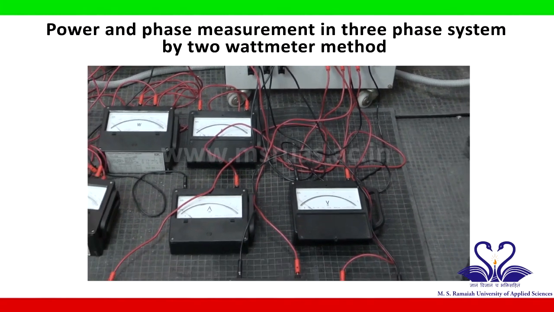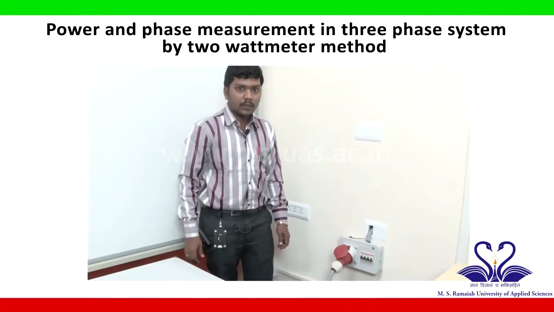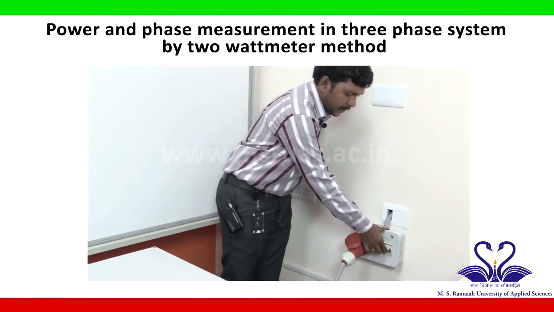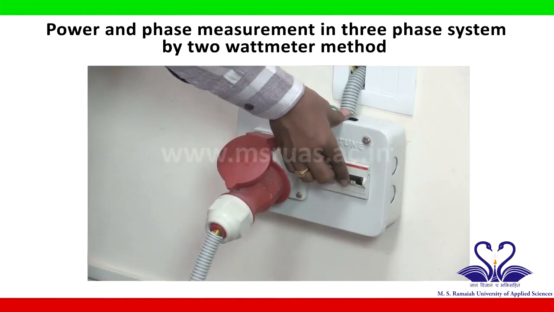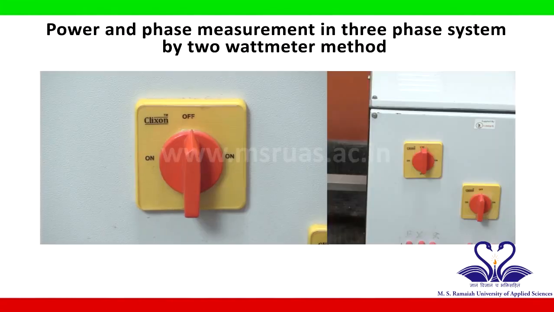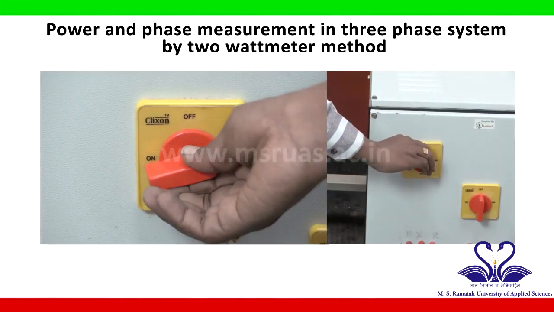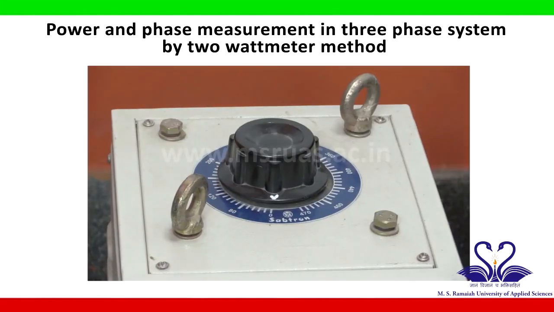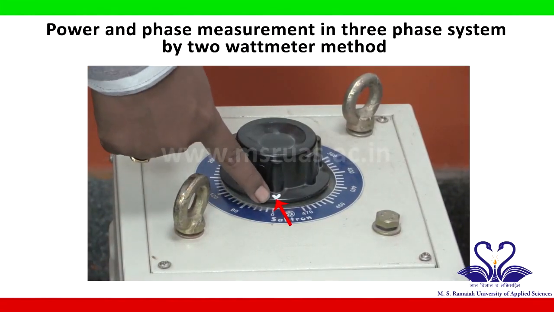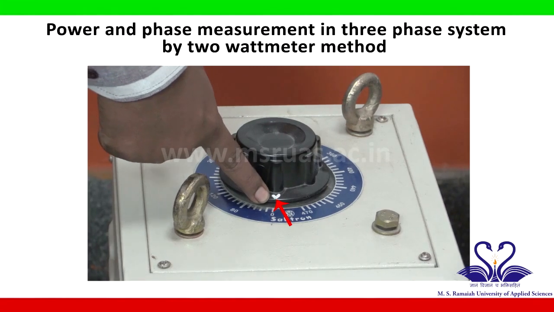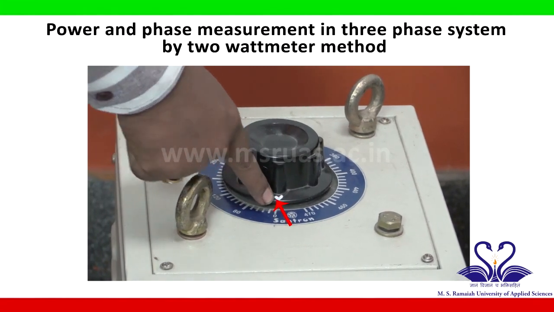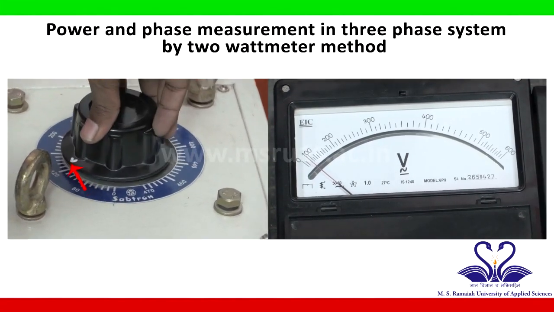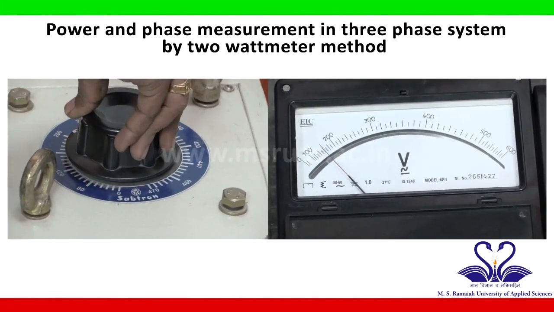Now, let us start the experiment. First, switch on the 3-phase AC supply. Switch on the load. Now here this auto transformer is showing the 0 position. Now apply 400 volts with the help of this 3-phase variac. Increase slowly to apply the 400 volts.